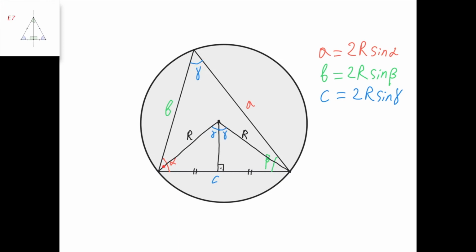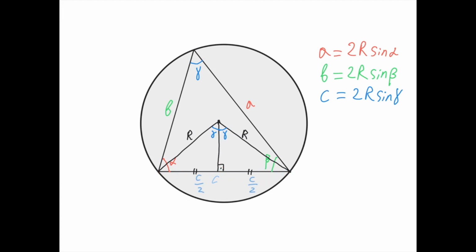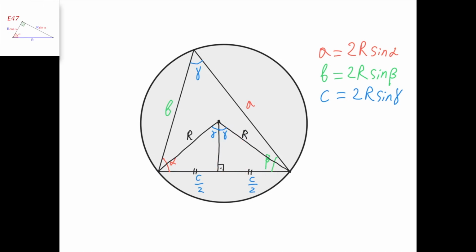We also know that in this isosceles triangle, taking the angle bisector that makes this angle gamma and this angle gamma makes a 90-degree angle here and is a median in the triangle. So this equals C divided by 2. Here we have a right-angled triangle with hypotenuse r, and one of its angles is gamma, and therefore this side is r times sine of gamma. And so C divided by 2 is r times sine of gamma.